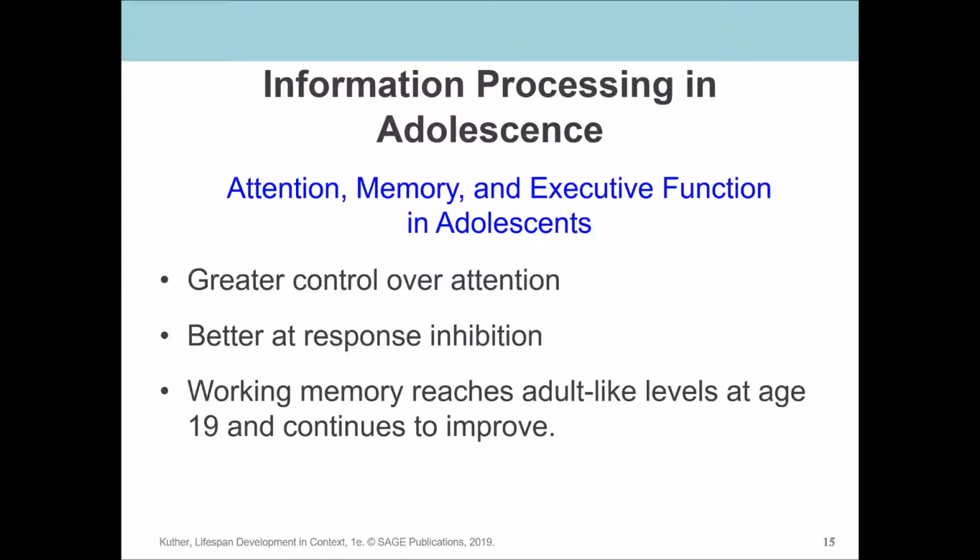Working memory reaches adult-like levels at around age 19 and continues to improve into the 20s. Remember, working memory is that processing of information, bringing it into the desktop of your mind and thinking about it, problem solving with it, planning, coming up with strategies.